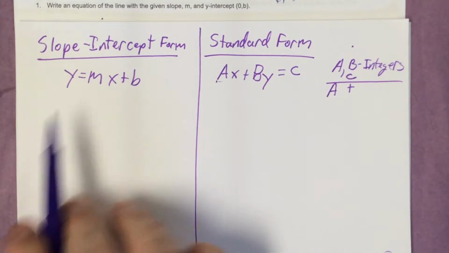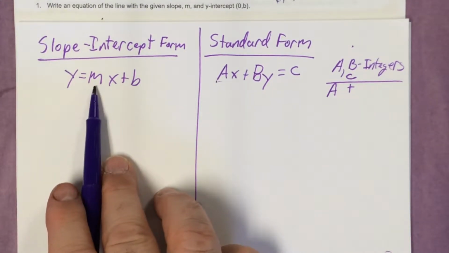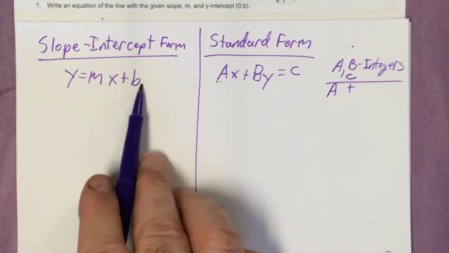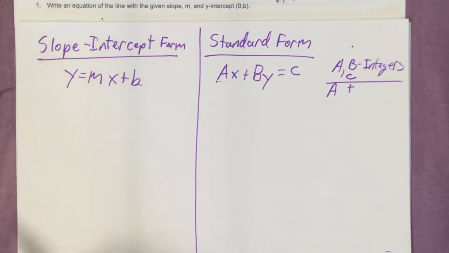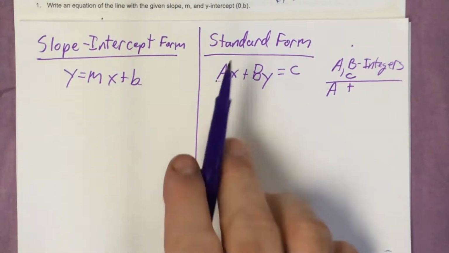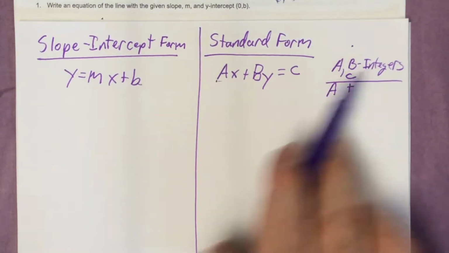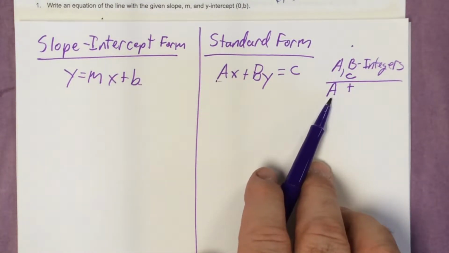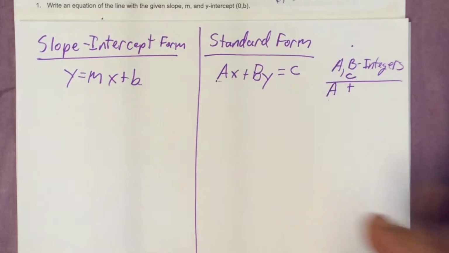Unlike slope-intercept, you can have a fractional slope, you can have a fractional value of m, you can have a fractional value of b. So you're not restricted on the type of values you have for those. But for A, B, and C, they have to be integers, and specifically A has to be a positive number.